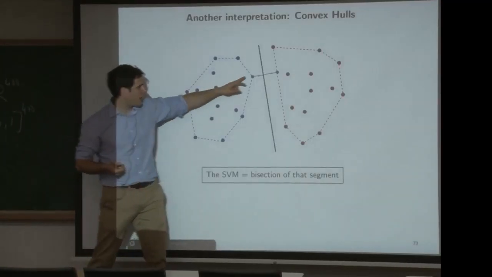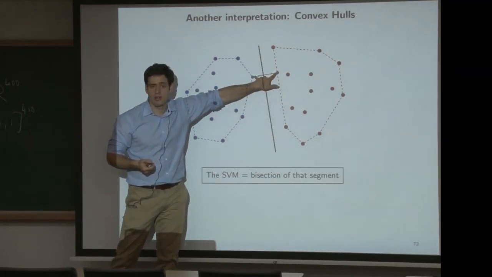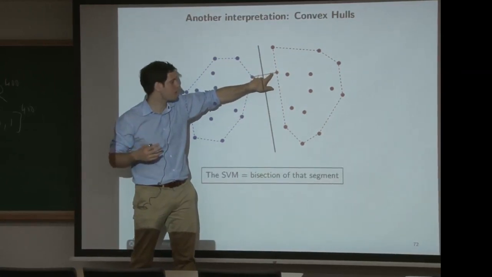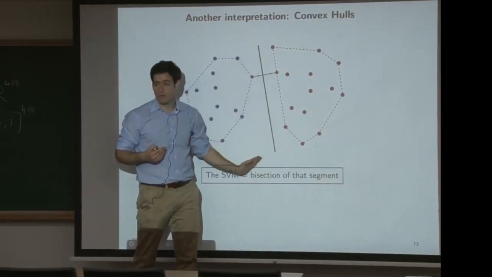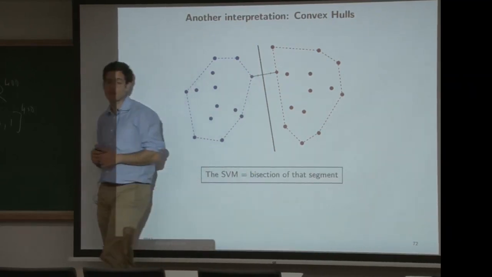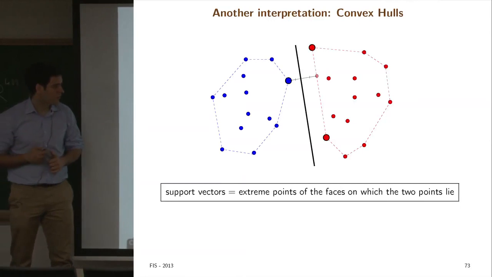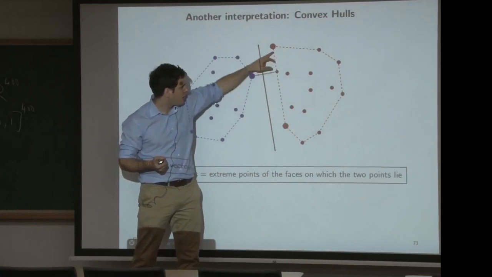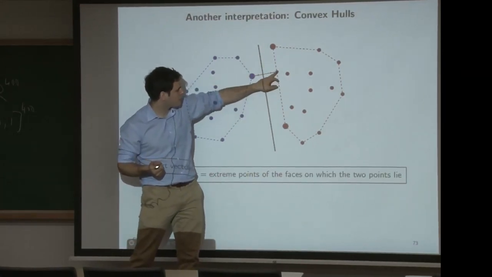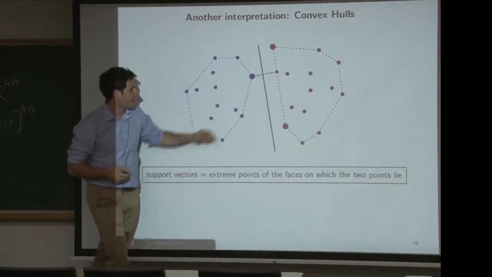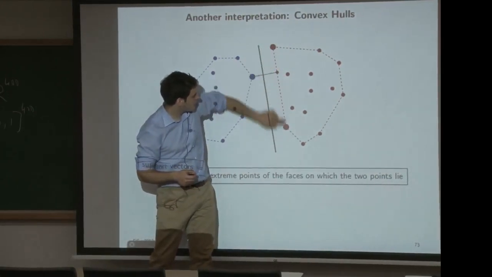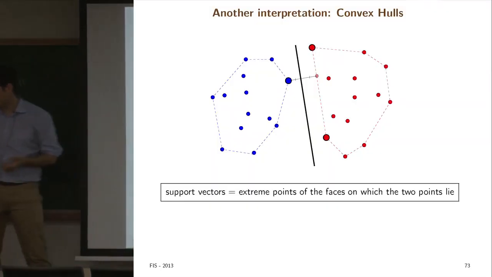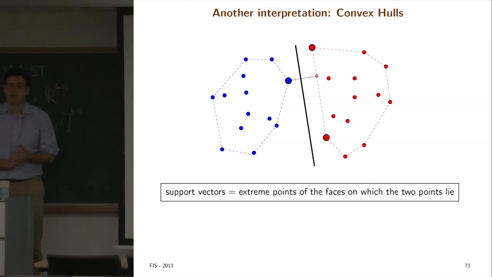Well, what the SVM does is just find those two points and then take the bisection of that segment here. So in higher dimensions, this is just a line, and this would be a hyperplane. And this is the answer that is provided by the SVM. And the support vectors, so this is a bit more geometric, would be the extreme points of the facets on which these two points lie. So in this case, this point lies on the facet, and those are the extreme points of that facet, and this point is a facet. So that's the intuitive explanation for SVMs.